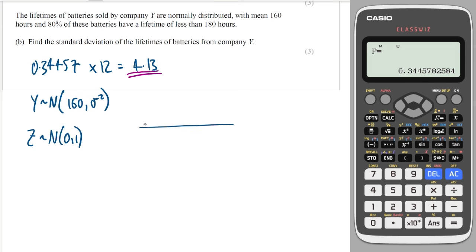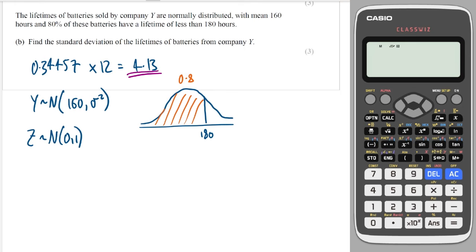We draw a little distribution like this, and what we do know is that 80% of these batteries have a lifetime less than 180 hours. So we draw a line here and we write 180 here, and we know that this area here is 0.8, 80%. And what we need to do is find the corresponding Z value.